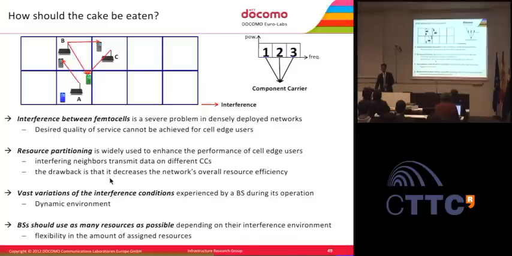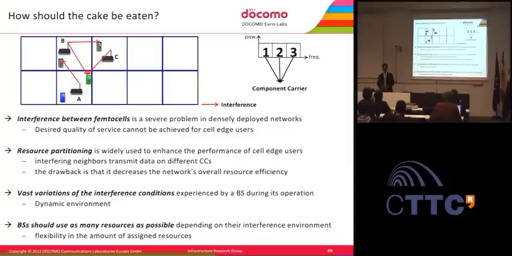But what's the drawback? The drawback is if each femtocell uses only one component carrier out of all the available ones, this will significantly reduce the resource efficiency of the network. So you'll only be operating at 30% when you could actually be operating at maybe 60 or even 100%.